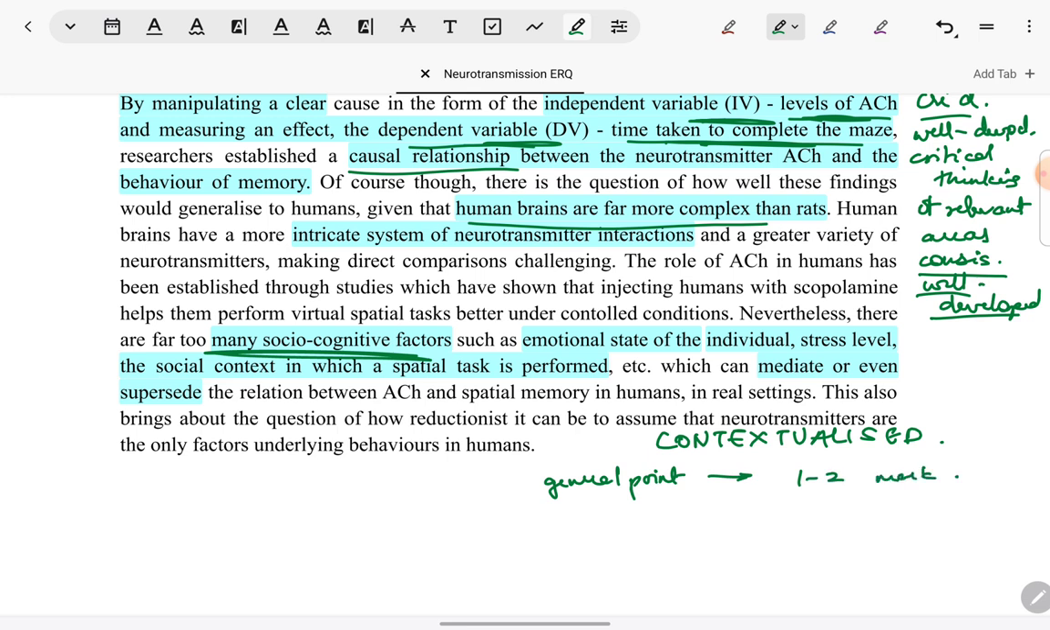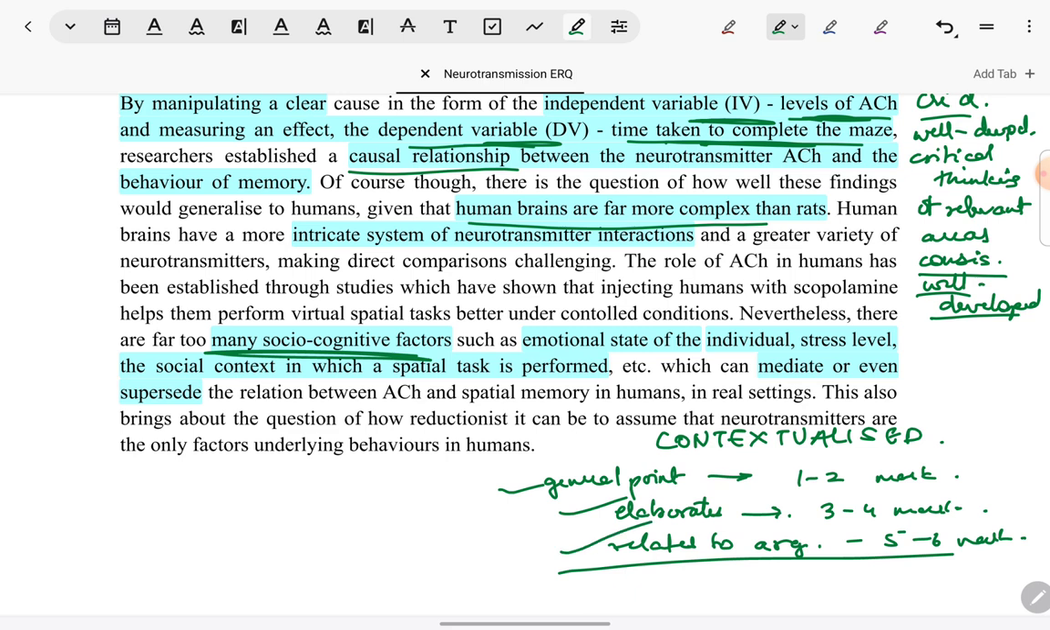An answer which elaborates a little on this point and explains why this is an issue will fall on the 3 to 4 mark band. But an answer which does both of this and relates it to the argument made will fall in the 5 to 6 mark band. So make sure you have all these features in your critical thinking.